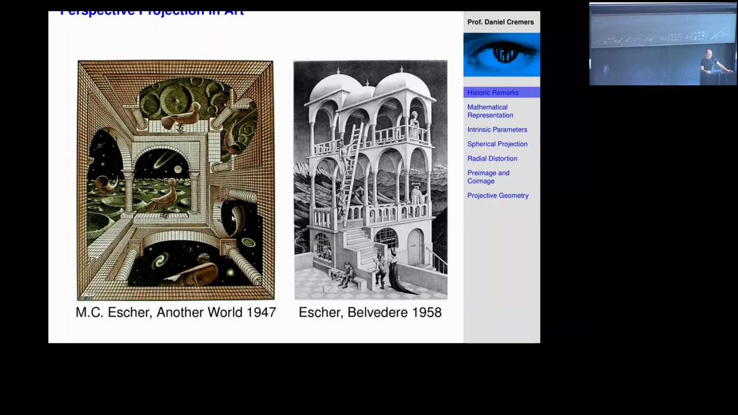And one of the most famous persons who really used perspective projection beyond the limits is this Dutch artist, M.C. Escher. Most of you will know him. In my experience, he's very popular among people who are mathematically oriented and the computer science audience. These are examples of his drawings, and you can see how here you don't know what is up and what is down, right?